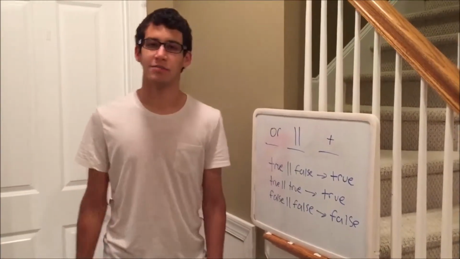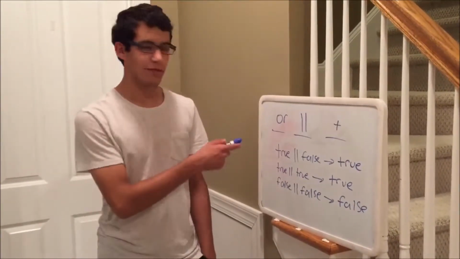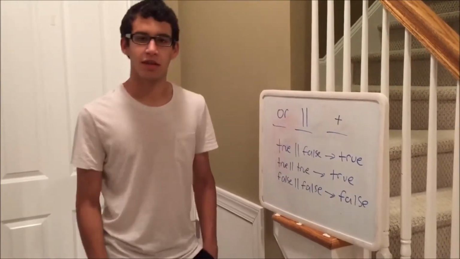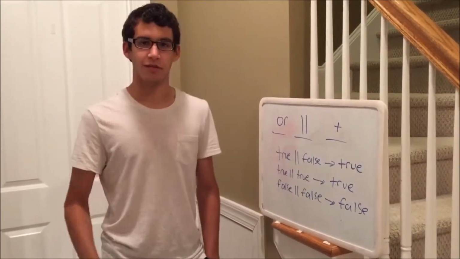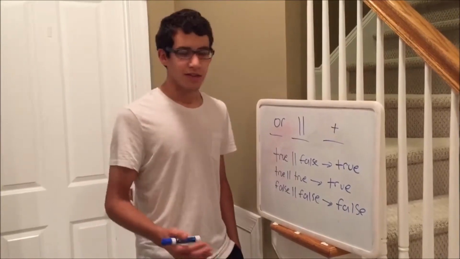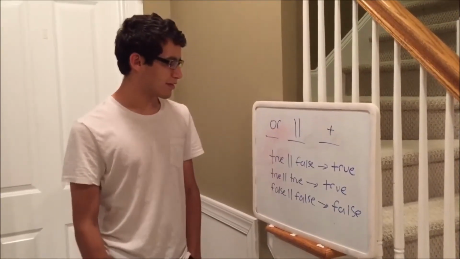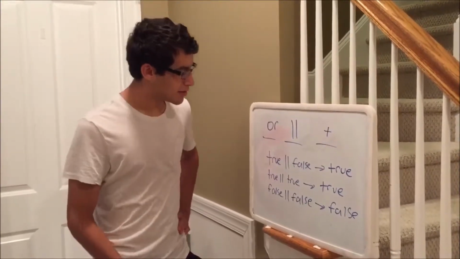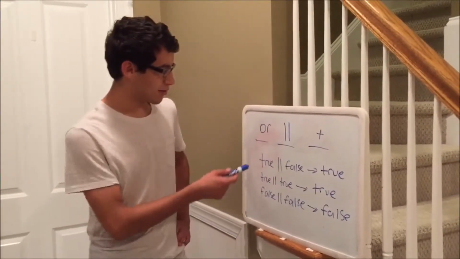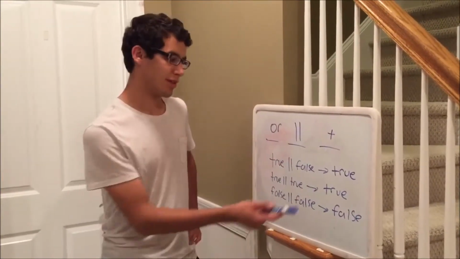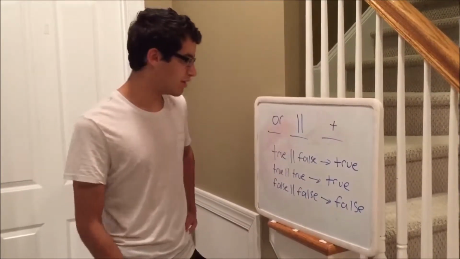Okay, so the next operator I'm going to be talking about is OR. The syntax of it in Java looks like this. When thinking about it mathematically, it's somewhat like a plus sign. So the statement true or false, that's kind of like 1 plus 0. You get 1 from that, so that will evaluate to true.